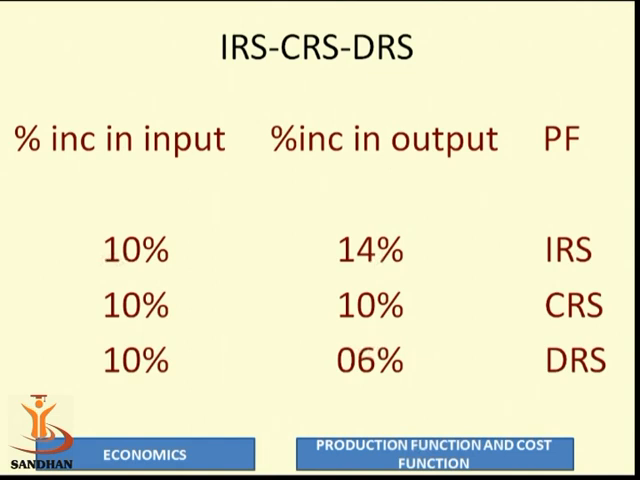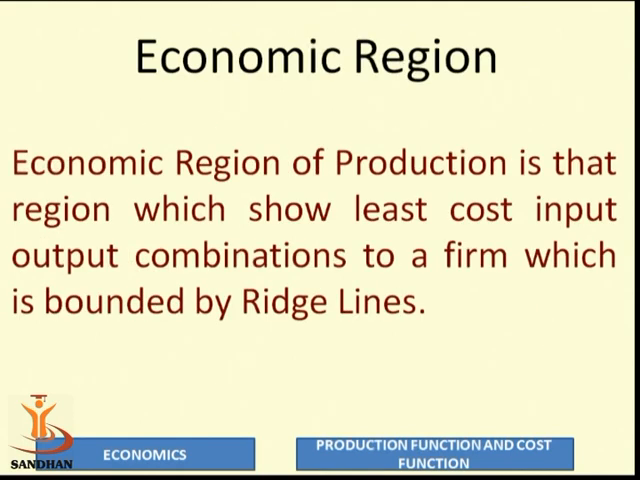In short, very simple. A 10% increase in input, if it produces a 14% increase in output, it is IRS. A 10% increase in input produces a 10% increase in output, it is CRS. A 10% increase in input produces a 6% increase in the output. Remember, even 6% is increasing, but less than the 10%, so we call it DRS, diminishing return to scale.